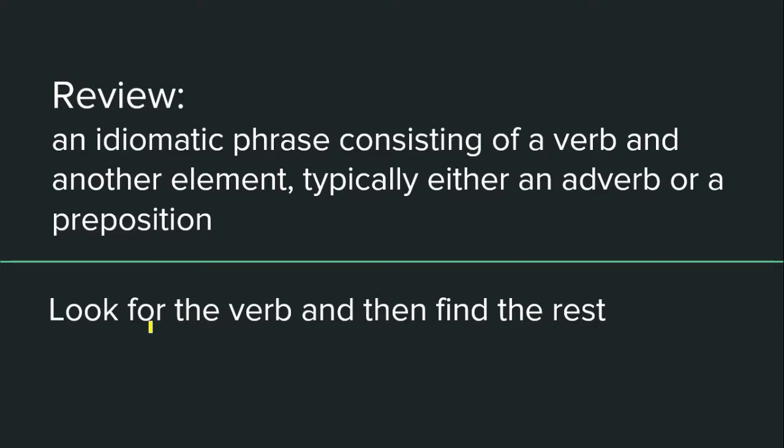Let's review. A phrasal verb is an idiomatic phrase consisting of a verb and another element, typically an adverb or a preposition, or a combination of both. And when looking to identify the phrasal verb in a sentence or question, look for the verb first and then find the rest.